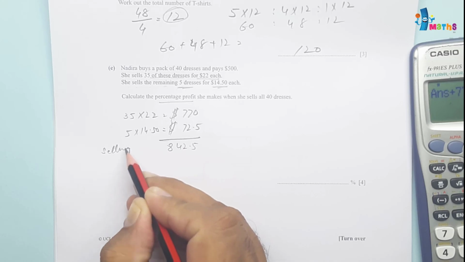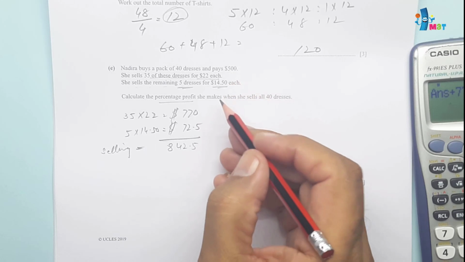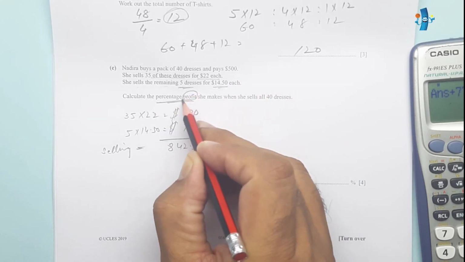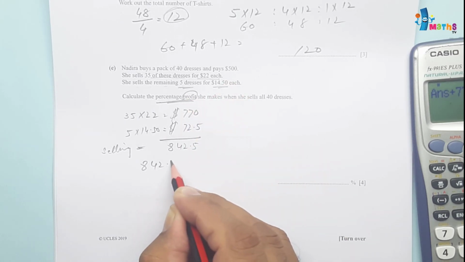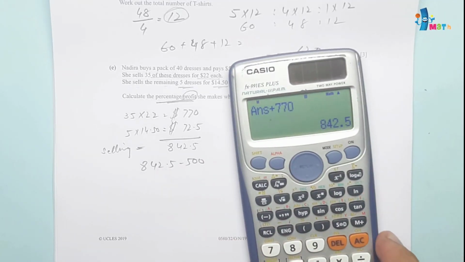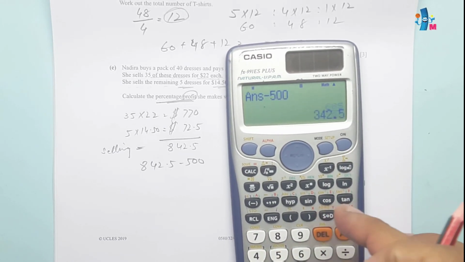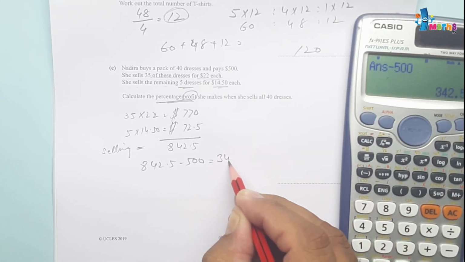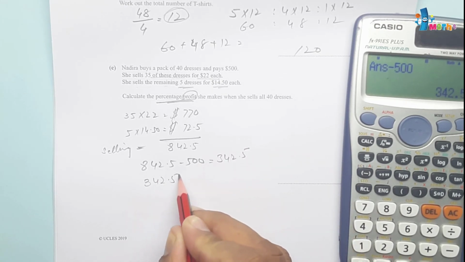So selling is this much. So we can subtract. To calculate the percentage profit, we'll first calculate profit, and the profit is 842.5 minus 500. Selling price minus purchasing price will be the profit. So this is selling price minus 500, and the answer will be 342.5. This much is the profit she has earned, and this profit is earned against which investment?